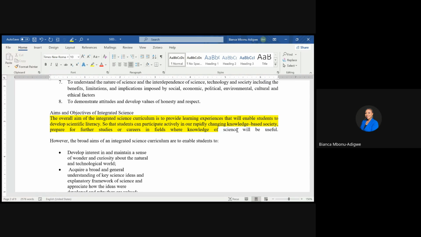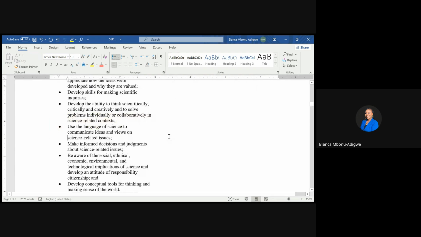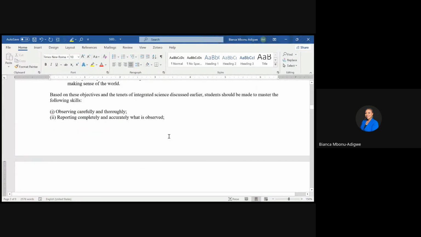So society is changing rapidly. And if you are not scientifically literate, if you do not have the scientific attitudes, especially of curiosity, open-mindedness, you will be left behind. So this is why we teach integrated science. There are broad aims, but I'd just like to talk about the overall aim of teaching integrated science. Because of those objectives, in integrated science, you are made to observe.